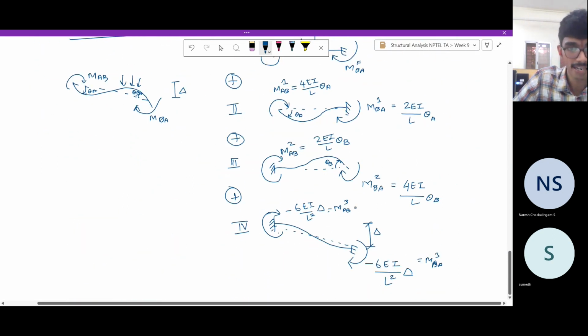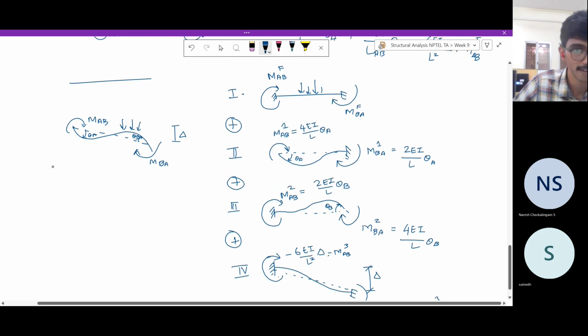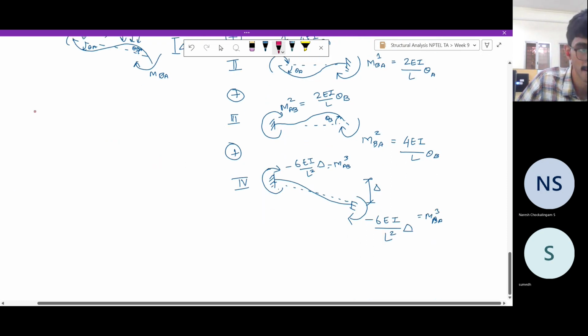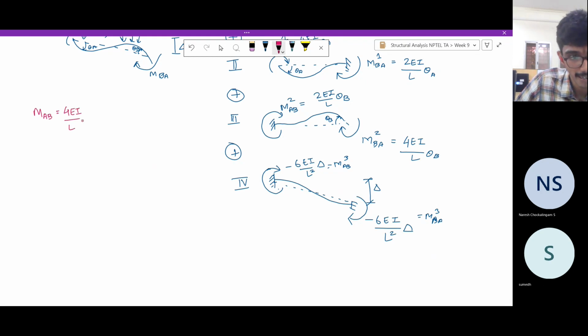So finally, the equations that we get are: MAB is 4 EI by L theta A. Just add them all up. Plus, because of a rotation theta B, the moment that is generated is 2 EI by L theta B. And because of the chord rotation, you have minus 6 EI by L square delta, plus the fixed end moment with the appropriate sign convention.